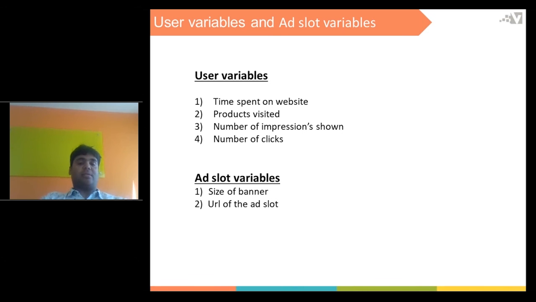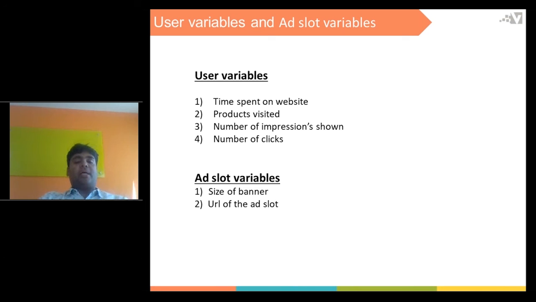Okay. So these are some of the user variables, and the second are the ad slot variables. Ad slot variables are like size of the banner. Suppose it's a small banner sitting at the bottom right of the page you are browsing. The probability of that getting clicked is low. Versus, if it's a big banner on top of the website, the probability of it getting clicked is higher. So size of the banner and the visibility of the banner is one of the variables.